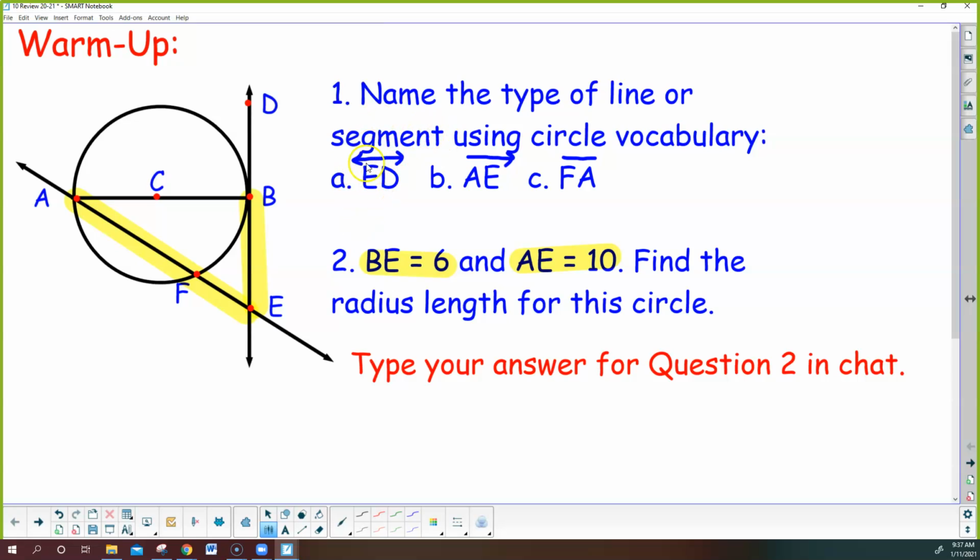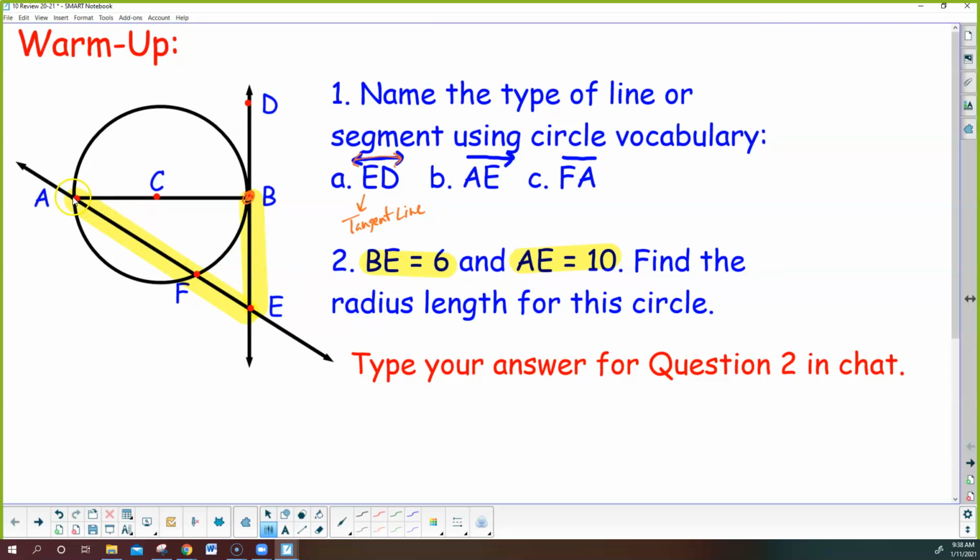All right, what is the line segment? Now notice, it's a line because the arrow goes on forever. What is the line segment ED? Well, it touches point B at one point. Now, point B is called a point of tangency, so the line itself is considered a tangent line.